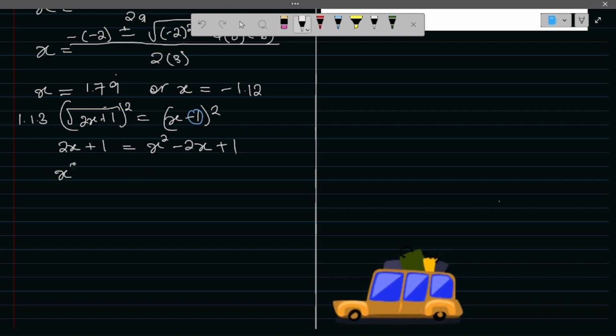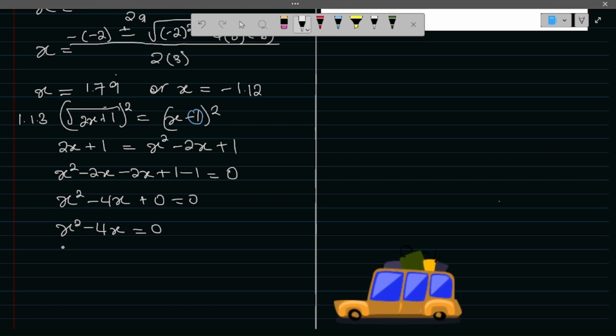So we're almost done. You're going to be left with x squared minus 2x plus 1, and then this one goes over the equal sign, minus 1 is equal to x, right? So basically we will be left with x squared minus 4x plus 0 is equal to 0. So this equates to x squared minus 4x is equal to 0, right? So all you do is take x outside the bracket, and then you are left with x times x minus 4 is equal to 0.